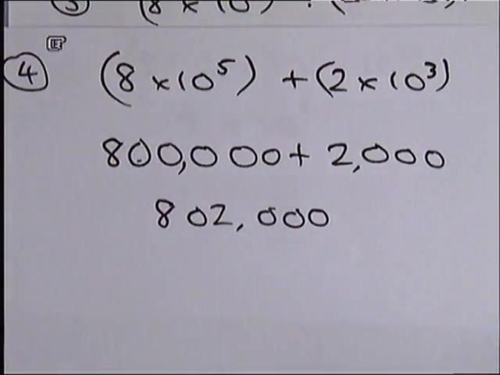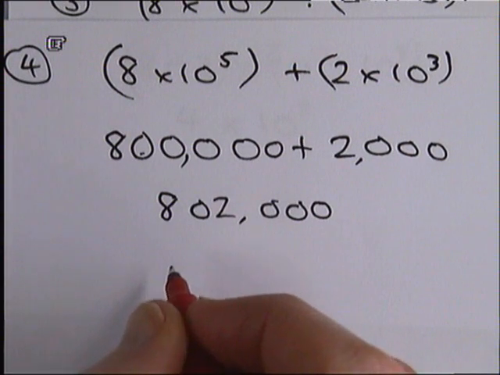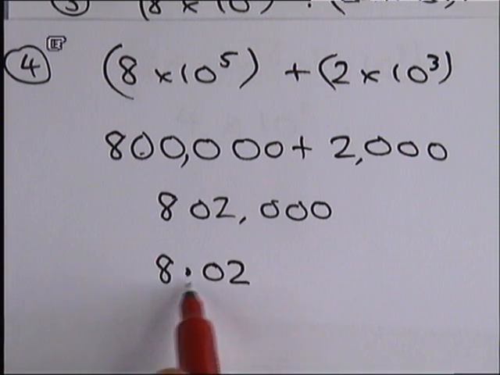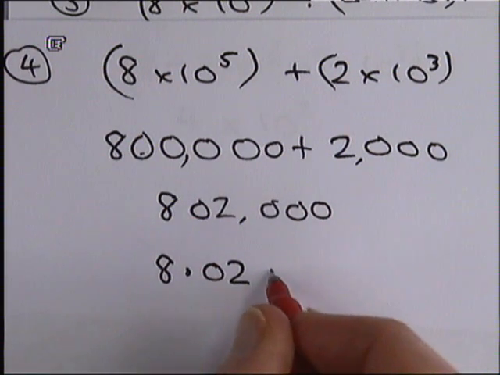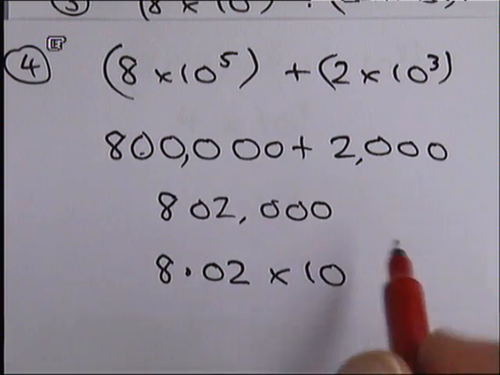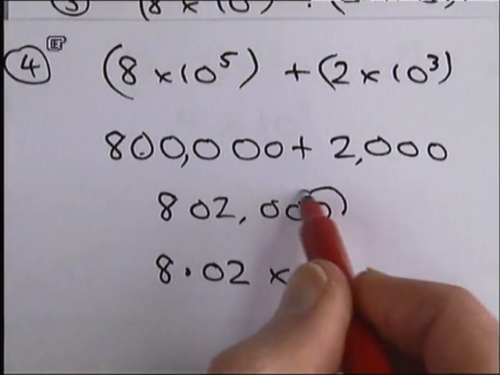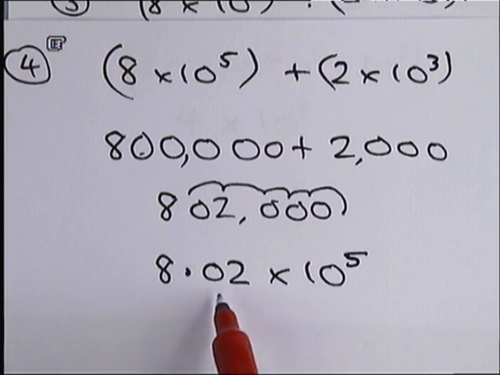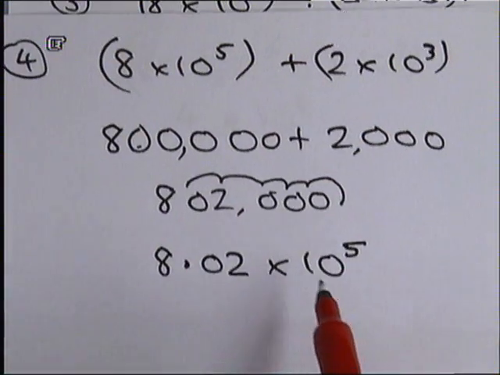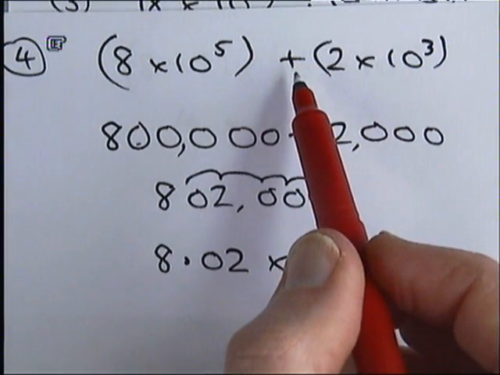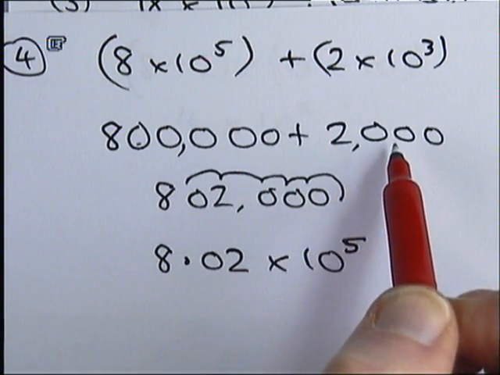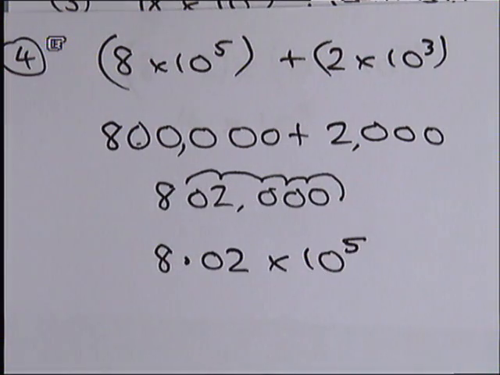If I add those together I get 802,000. Then I can change that back into a standard form number. I will write 8.02, ignoring the noughts at the end, making sure this number here is between 1 and 10. Then I put my times by 10, and the decimal point must have been here, and I've moved it 1, 2, 3, 4, 5 times. So the answer to the question here is 8.02 times 10 to the power of 5. But if you're doing any addition or subtraction with standard form, you can't do anything clever. You just need to write each number out as a normal number and then do your sum. You can then convert it into a standard form number again at the end.